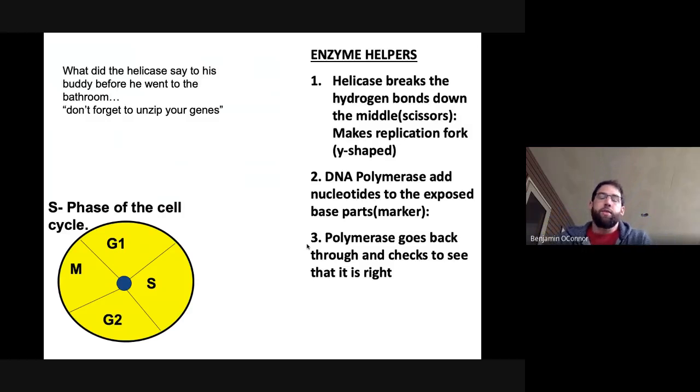Here's that helicase. It's going to snip that double helix right in the middle, break those hydrogen bonds, and it will make what we know as the replication fork. Right? We know what a fork in the road looks like, and you can imagine how that DNA splitting up would be almost like a fork in the road. DNA polymerase, again, is going to find those nucleotides and make that complementary strand.